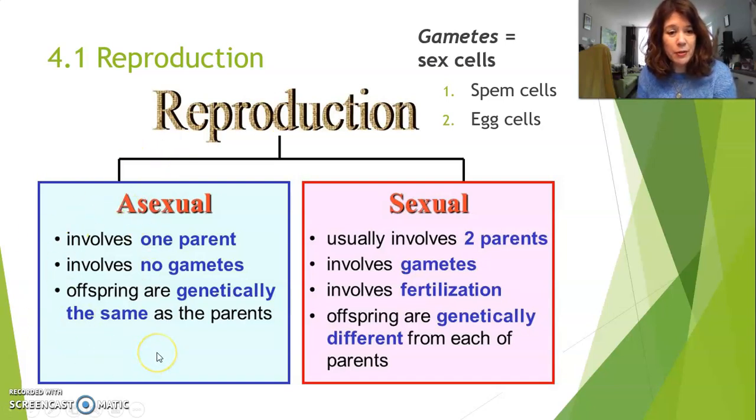So, just a little summary, asexual reproduction, you have one parent, you have no sex cells, no gametes, and all the offspring are genetically the same. Sexual reproduction involves two parents, therefore you have gametes. There's fertilization, meaning the fusion of the sperm cell and the egg cell, and the offspring is genetically different from each of the parents. There are organisms that can do both. Most often those are plants. Some plants can reproduce asexually in certain circumstances, and in other circumstances they can reproduce sexually.